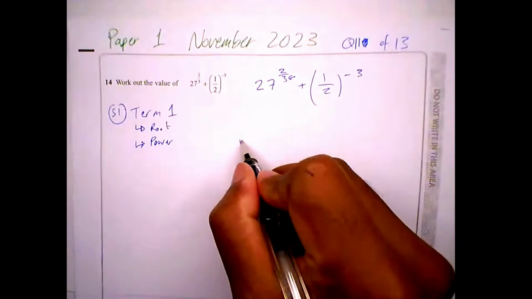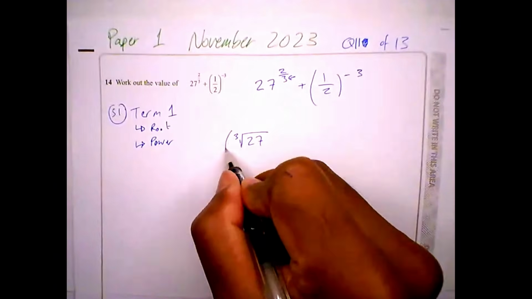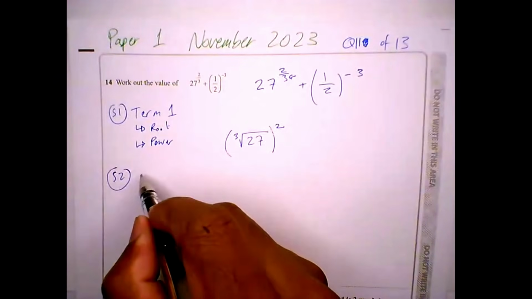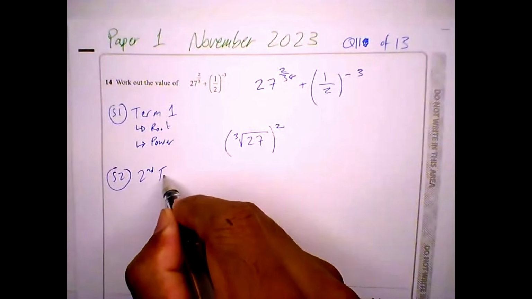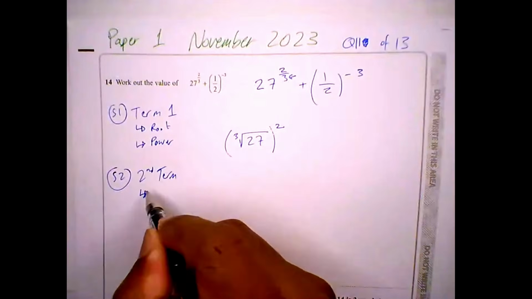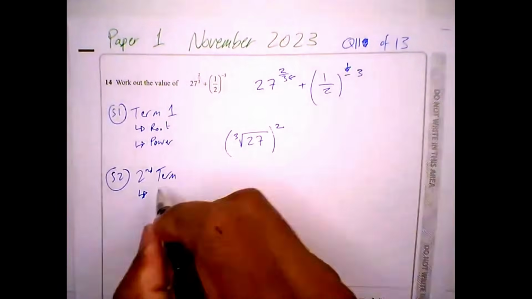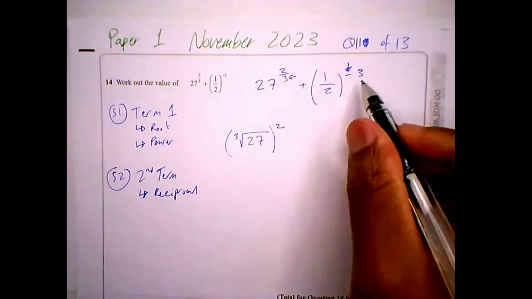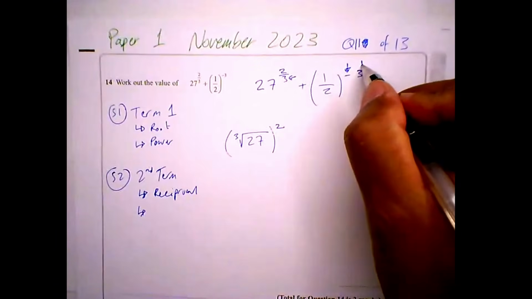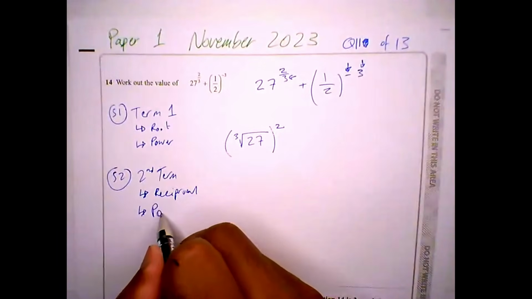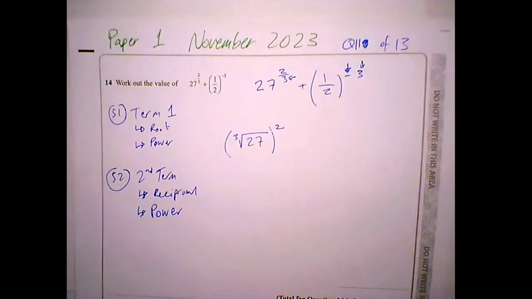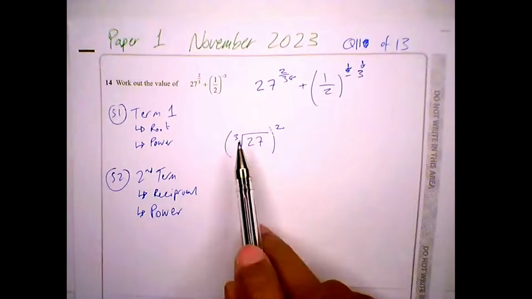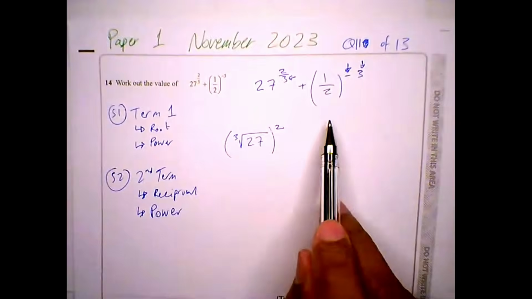So I'm going to do the cube root of 27. I'm going to raise it to the power 2. And then step 2 is my second term. The second term has a negative here. So this is my reciprocal. And then I am raising it to the power 3. Okay, so that's what I need to be mindful of. Okay, so I've written this out. I'll come back to this shortly. So let's work on this.